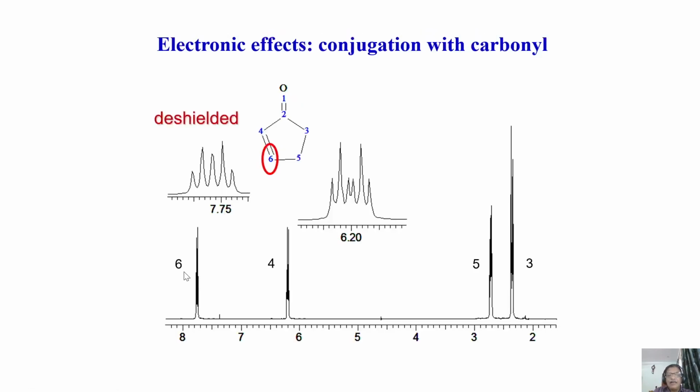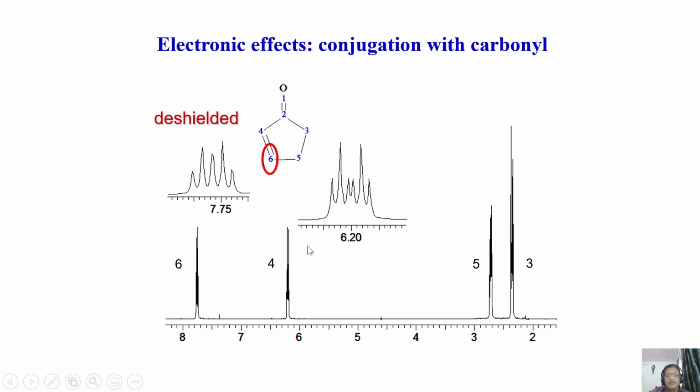And the electronic effect can be seen with a carbonyl group. If a carbonyl is attached here like this, see what is going to happen. This proton is more de-shielded. Of course, there's a double bond here, you can see that. Whereas this proton on the other hand moves to 2.8 ppm. See the difference, how these electronic effects can drastically change the chemical shifts, especially when you are conjugated with a carbonyl group.